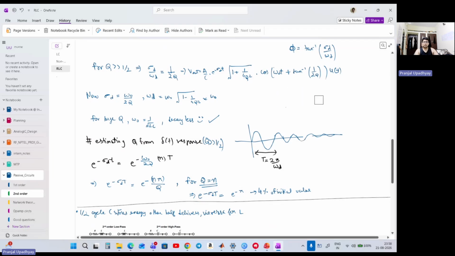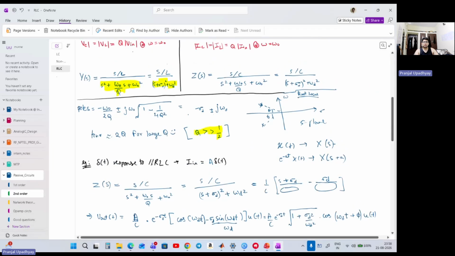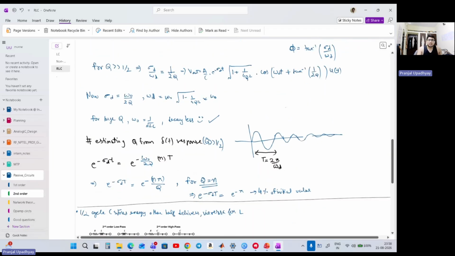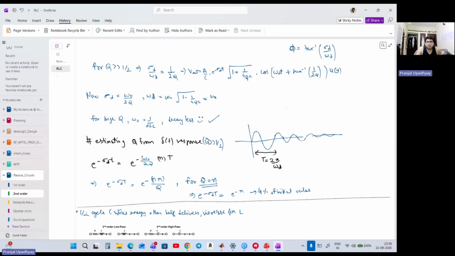Great. So now that we understand this simple RLC circuit, we can discuss more things, that is, estimating Q from the impulse response. Now we know that this term determines the decay of the cosine response to the impulse input. So now, since this is a cosine, we can find the time period where each cosine oscillation is completed, right? I know it's not exactly a cosine, but you get the idea, right?